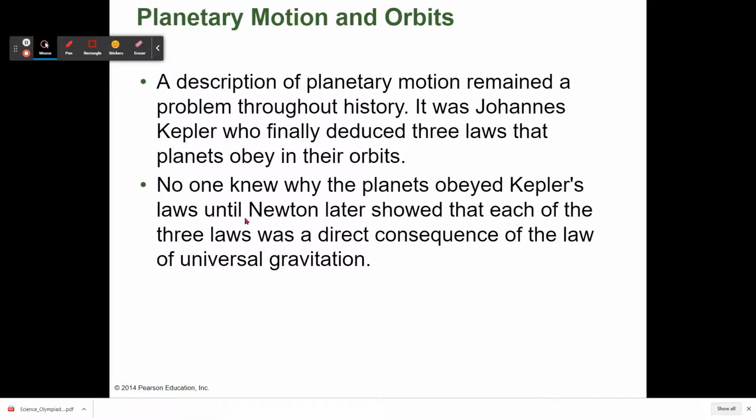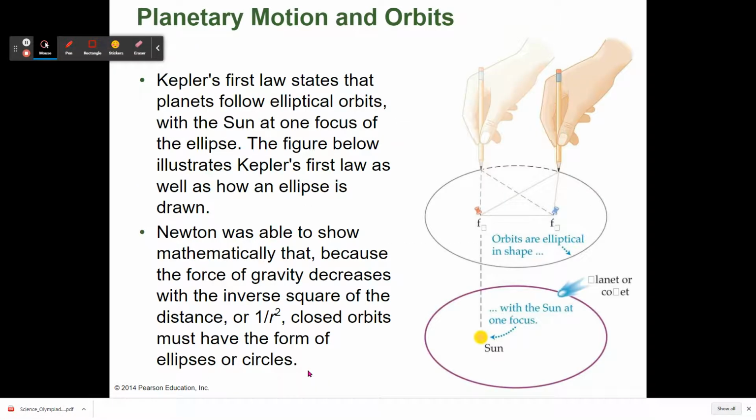All right. And so a description of the planetary motion, why they move in the way they move, has always been a problem. Why do they orbit in the path that they do? It wasn't until Johannes Kepler came up with his 3 laws of planetary motion that those problems were kind of solved. And then Newton later showed that all 3 of Kepler's laws were a consequence of his law of universal gravitation. So they kind of go hand in hand. All right, so we're going to look at Kepler's laws first.